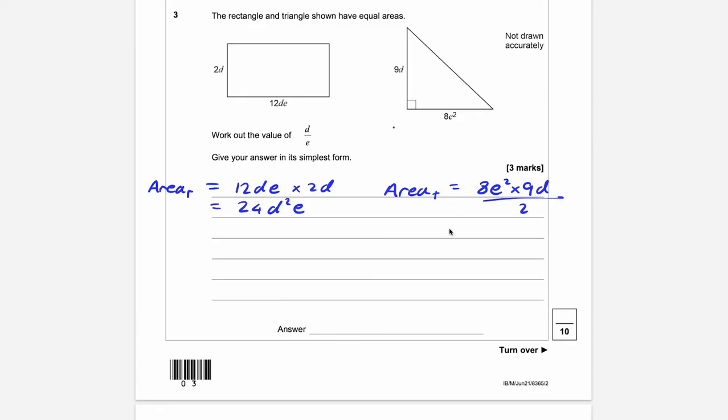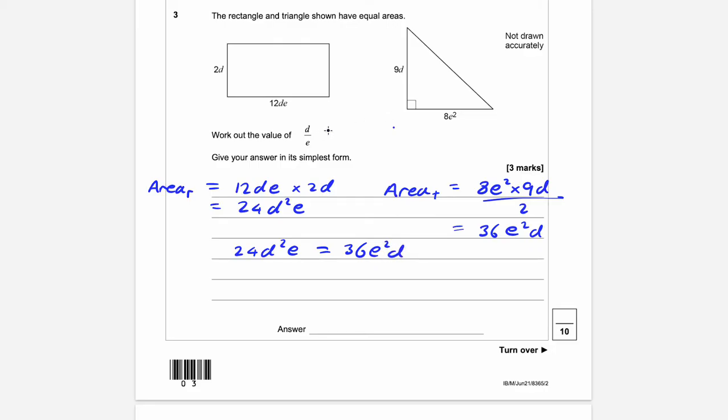Which equals, guys, you can do 8 divided by 2 is 4, and 4 times 9 is 36. Or you can just do 8 times 9 is 72. 72 divided by 2 is 36. Either way, you get 36 E squared D. So this is the area of the rectangle, and this is the area of the triangle. It says they are equal, so let's make them equal. 24 D squared E equals 36 E squared D.